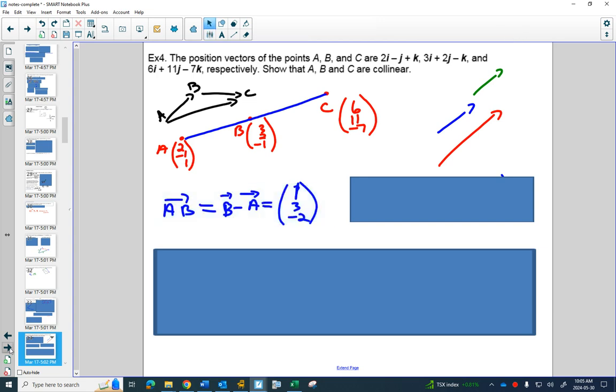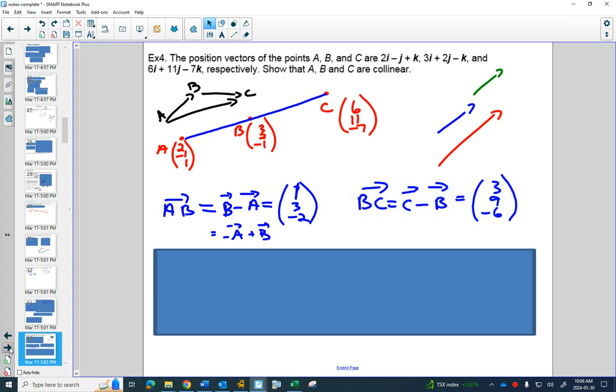Well, we could figure out what A to B is. That's my vector from A to B. It's just going to be B minus A. That's using the formula. Same thing as thinking, negative A would get me back to the origin, and then going to B would get me to B. That's using a visual, or you could use the formula. Same thing, you could find from B to C.